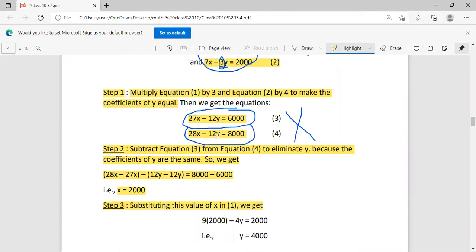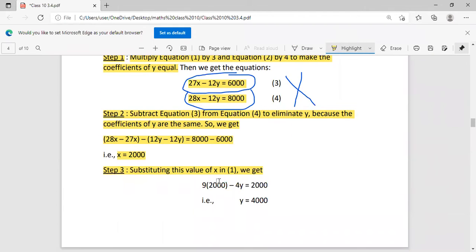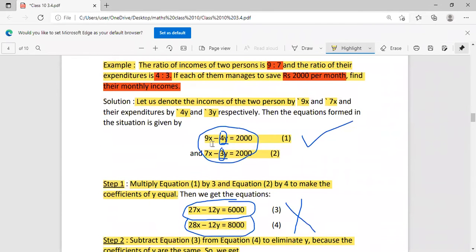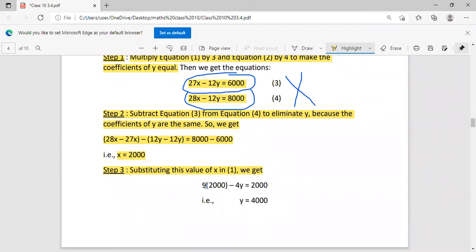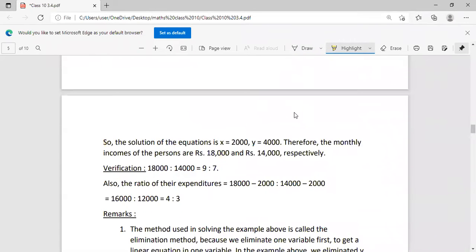And here we are substituting the value of x in equation 1. So we get 9 into, instead of x, we are writing 2000. 9 into 2000 minus 4y is equal to 2000, and when we solve we can see that the value of y is equal to 4000. So now we have found the solution as x equal to 2000 and y equal to 4000.